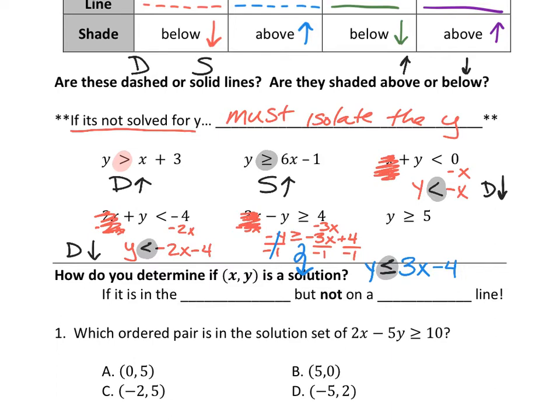So if I had not solved it for y, I might have answered this question wrong because I had to flip the symbol. That is why we have to solve for y to have the y isolated before we can answer this question. Based on this now, dashed or solid? Solid. Above or below? Below. You would have said above had we not solved it for y, which is why we definitely need to do that.